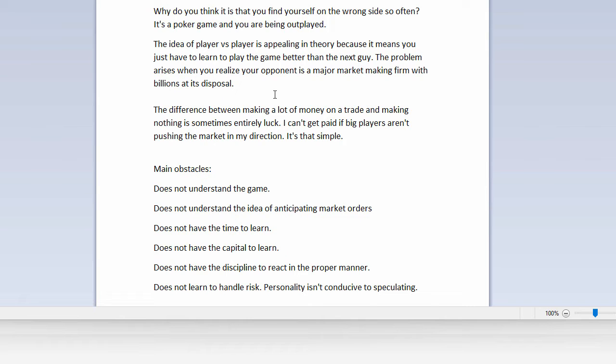The difference between making a lot of money on a trade and making nothing is sometimes entirely luck. I can't get paid if big players aren't pushing the market in my direction. It's that simple. What I mean by that is market-making firms are working size, and they trade against each other as well, right? So if a lot of market making firms aren't involved in moving a lot of size, which requires of course a lot of money, that's when you tend to see the markets not trend so much. There's not a lot of continuation. There aren't big pushes in one direction.